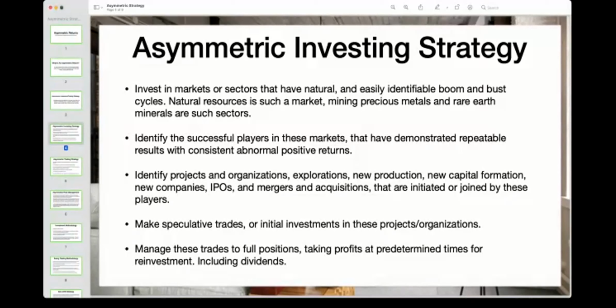And the same thing with speculative. We might maybe do three tranches on that, only because of the volatility of that. So that's what I'm talking about, how we manage our trades.